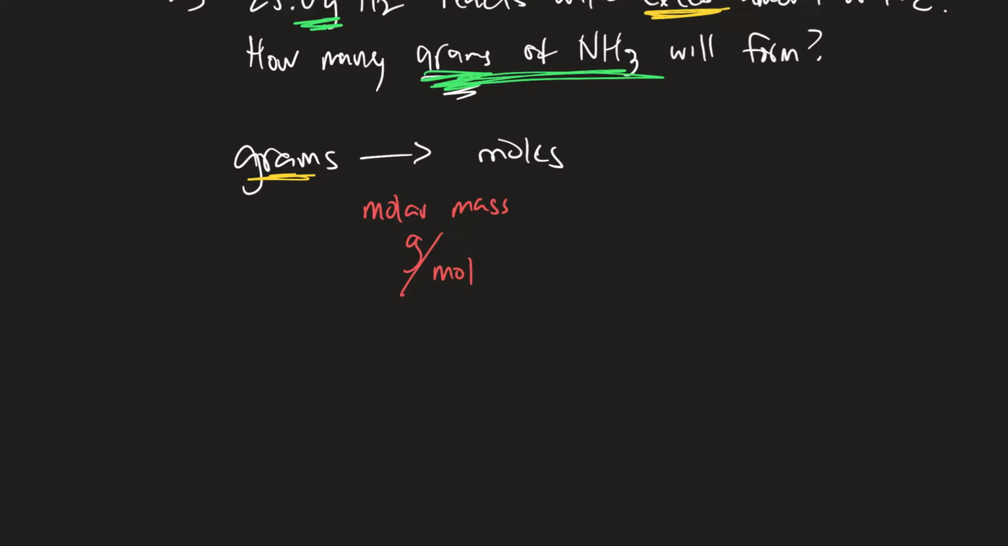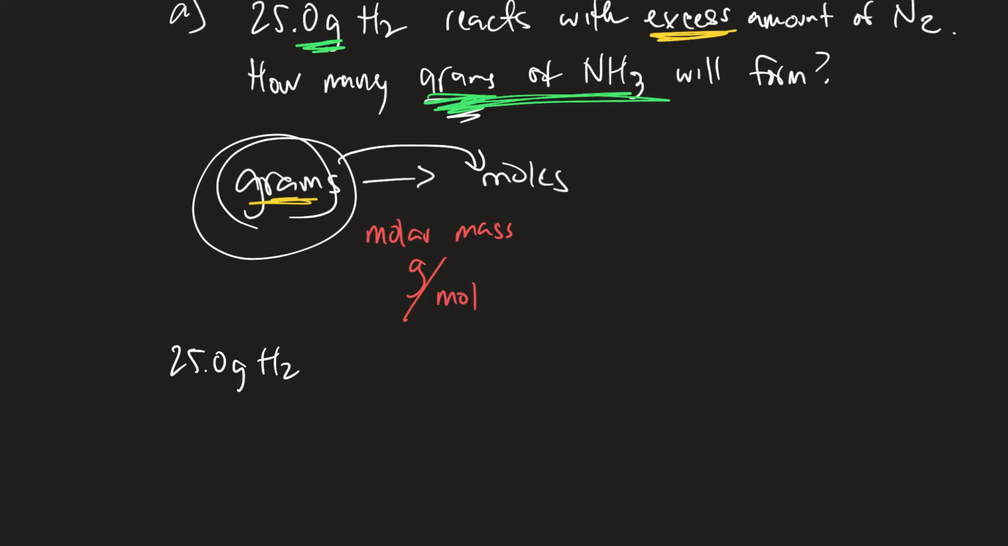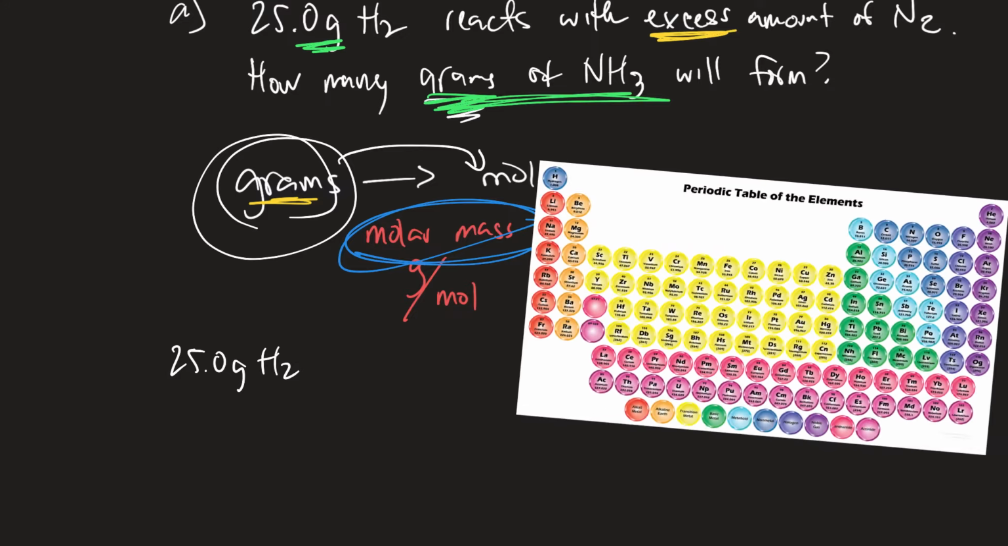Let's go ahead and do this. It's a several step process. We'll start off with 25.0 grams of H2. Like I said, you start off with grams and you have to convert this to moles first. So we need to figure out the molar mass of H2. You'll pull up your periodic table. Here's mine.